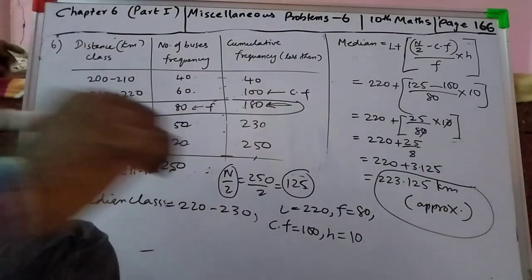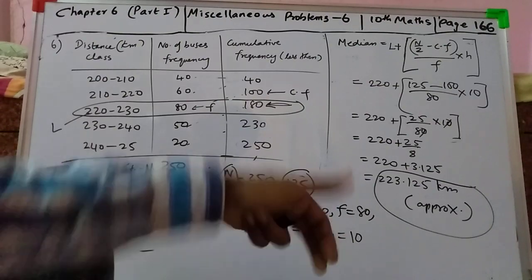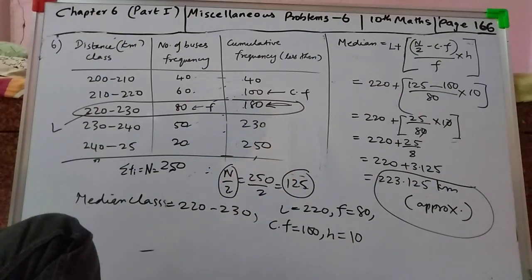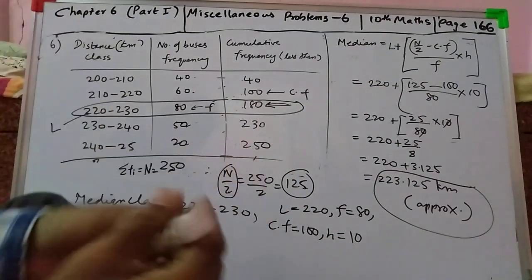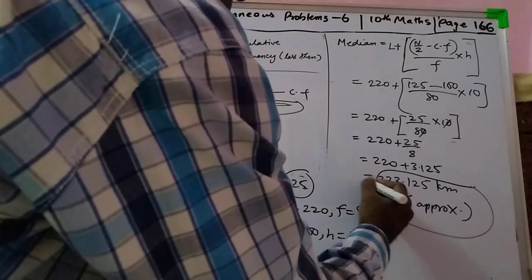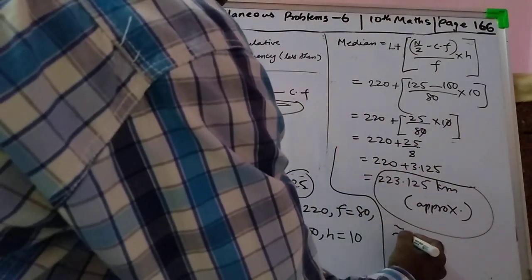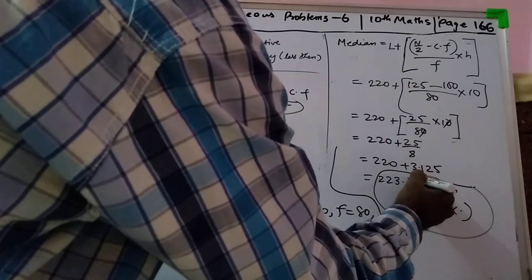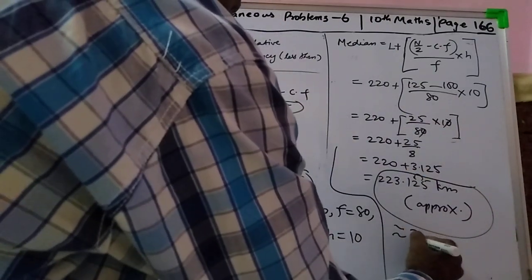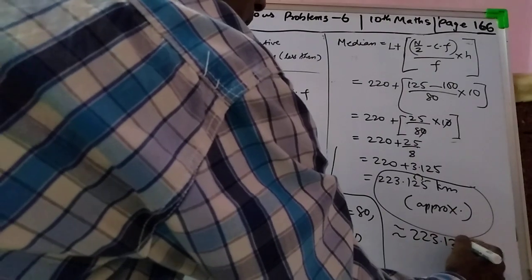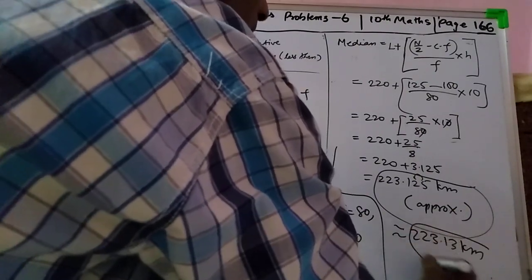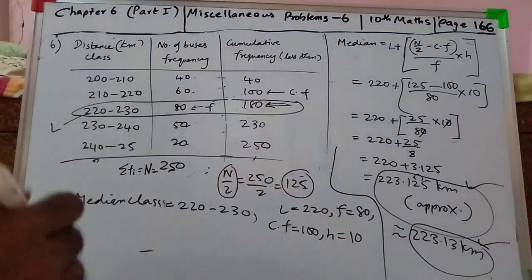So this is the final answer. Now let's do the next one. I can also round it. Take one from here. This is also right, this is also right. Now we'll do the next problem.